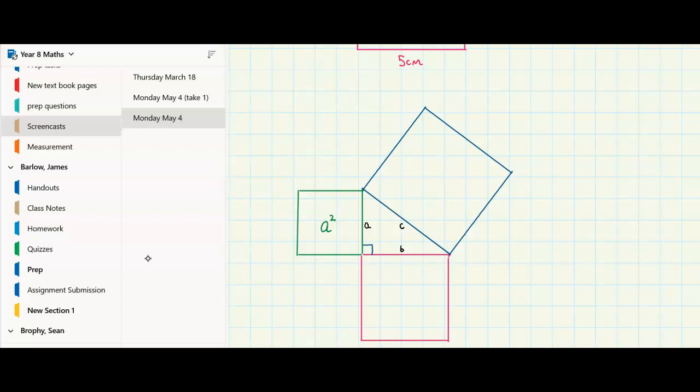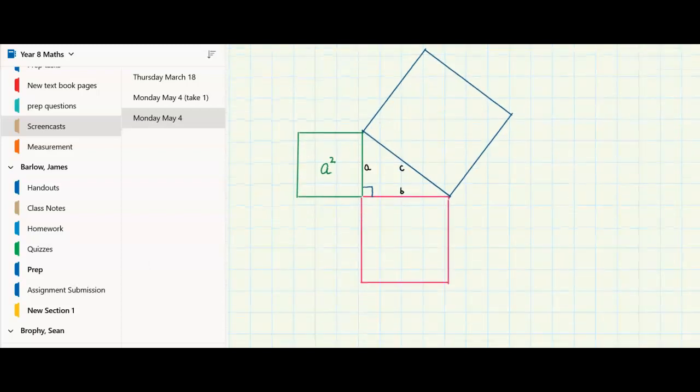Let's go down here to this pink square. It's got a length of B, and it's a square, so its area is, say it, B squared. Very good, excellent work. And similarly our square that sprouts off the hypotenuse has a length of C, so its area is C squared.